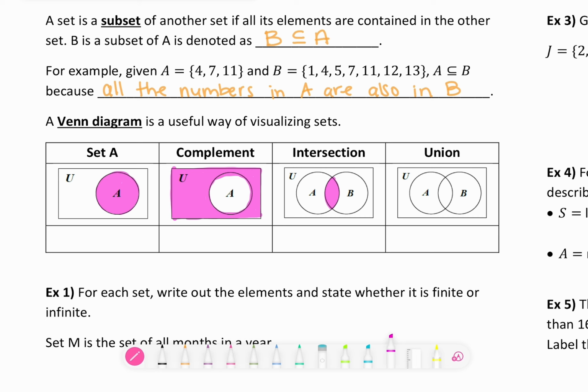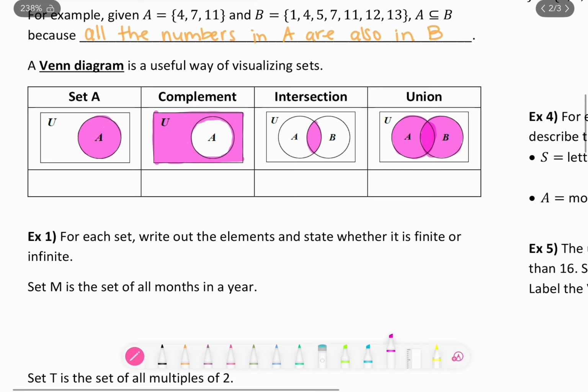Now the union means it can be in either one. So I have to shade in everything in A and everything in B. Everything in A gets shaded. Part of B is already shaded, and then I shade the rest of B, all of this. All of that gets shaded because all of that is in the union: anything that is in A or B, all the possibilities.